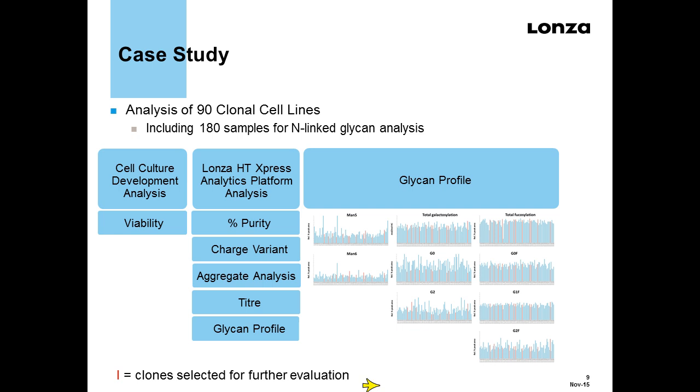Here we have a selection of the results from stage 2. You can see here we have the monospecies. Here we have the total galactosylation, total fucosylation, and then we also have some of the glycan structures, G0, G2, G0F, G1F, and G2F shown. Additional data was available, but for the purposes of presenting, I've trimmed the data down a little bit. You can see in red the clones which were selected for further evaluation.